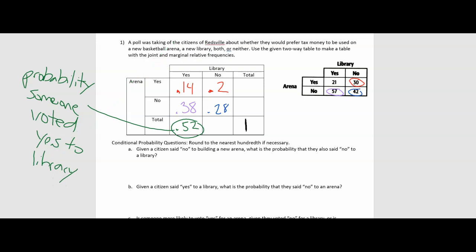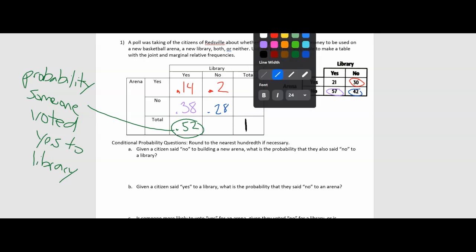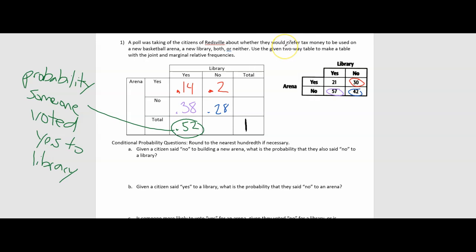Right? It's not discussing whether they voted yes to the arena or no to the arena. In fact, it includes both. All that number tells us is the probability that if we randomly chose someone, they voted yes to the library. Well, the probability that they voted no to the library ends up being 0.48 if we add down this column. And that makes sense, right? 0.52 and 0.48 also both add to 1. So our numbers make sense this way as well.